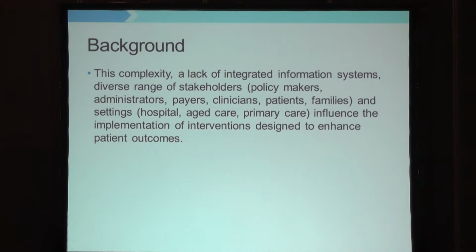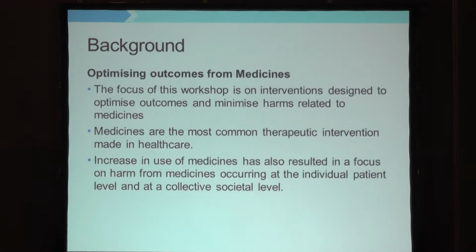So this complexity, a lack of integrated information systems, a diverse range of policy makers, administrators, payers, clinicians, patients, their families, and the different settings, whether it be in hospital, in community, in aged care, they're all going to influence the implementation of interventions designed to improve patient outcomes through optimising medicine choices. So, this workshop will focus on the interventions designed to optimise outcomes and minimise harms related to medicines.